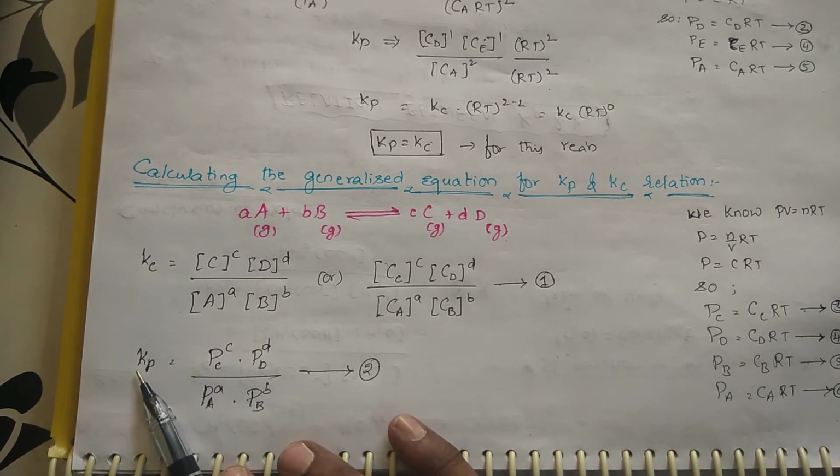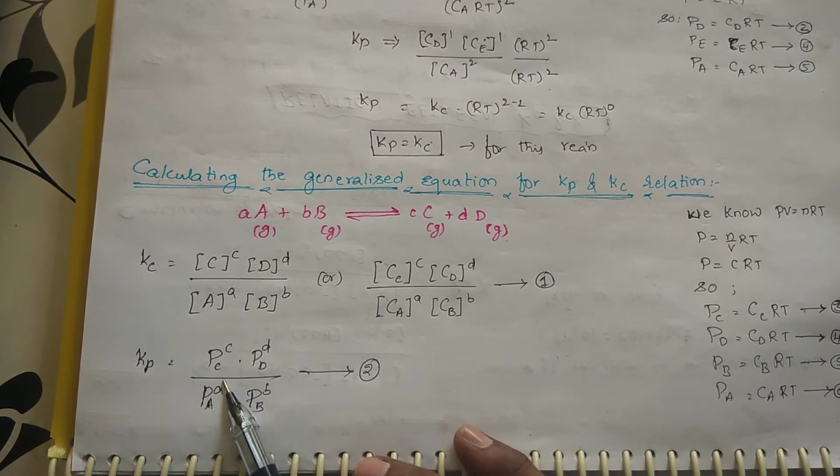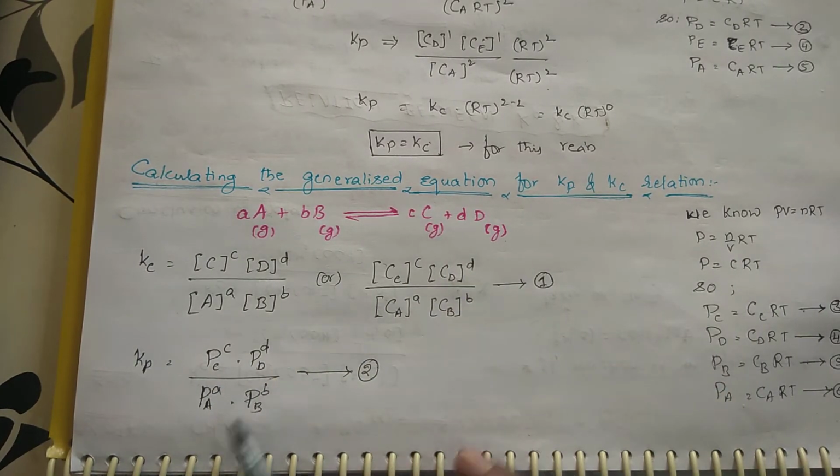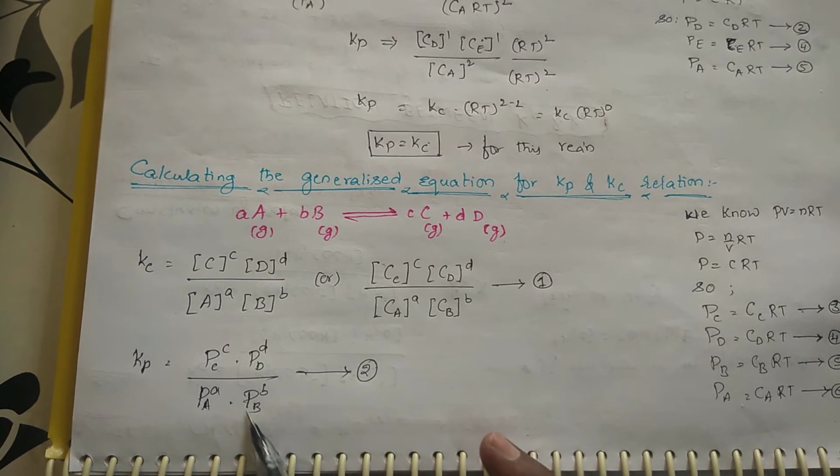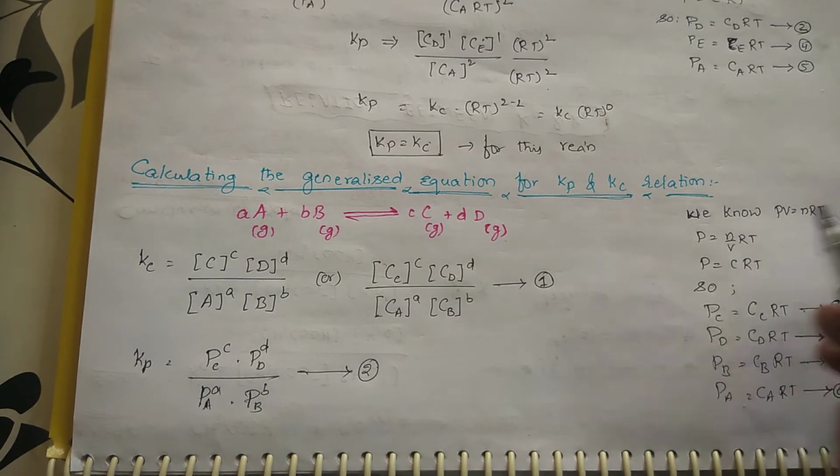And we know that partial pressure, how will we be writing? Partial pressure of C whole power c, partial pressure of D whole power d, partial pressure of A whole power a, partial pressure of B whole power b. Same as in the above way.